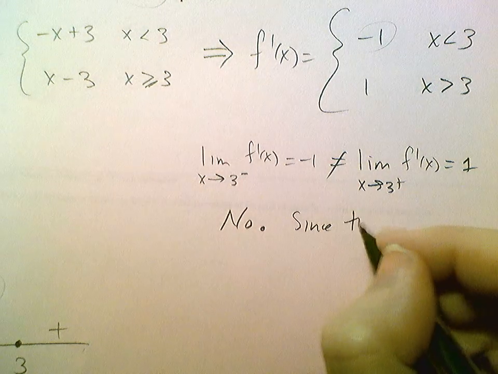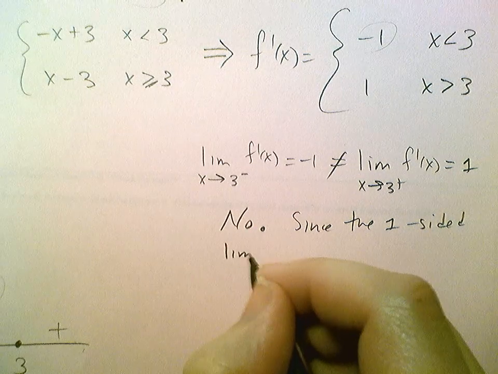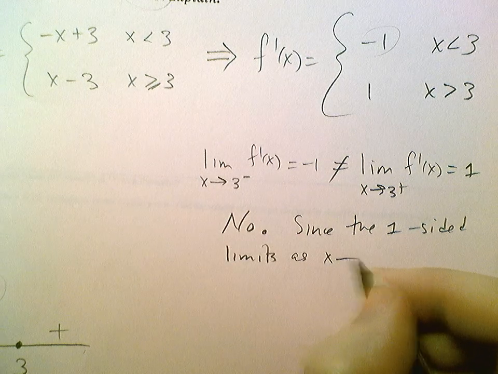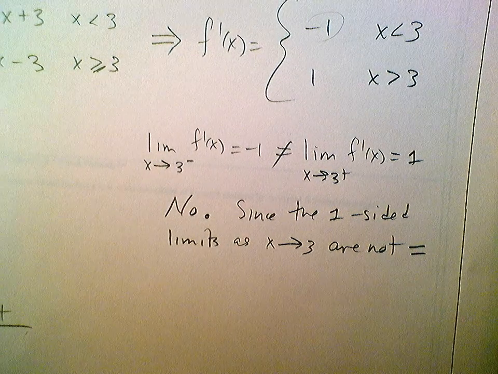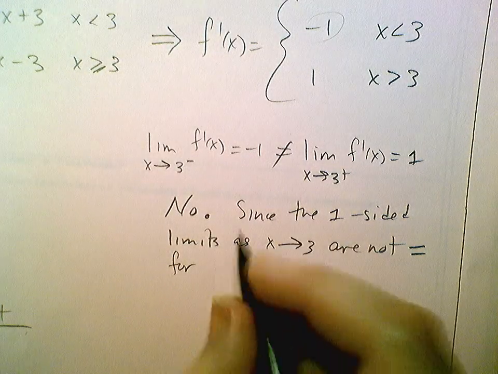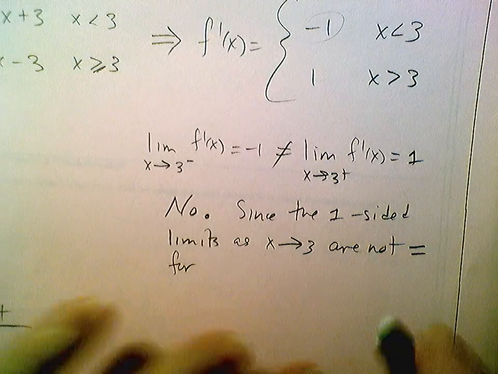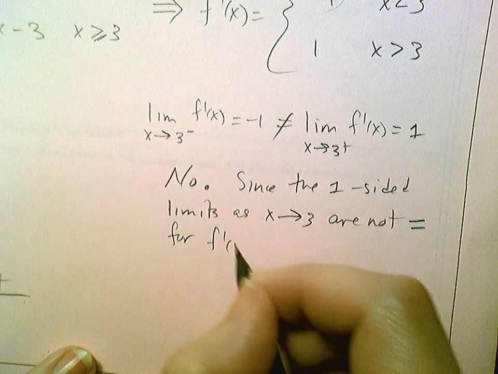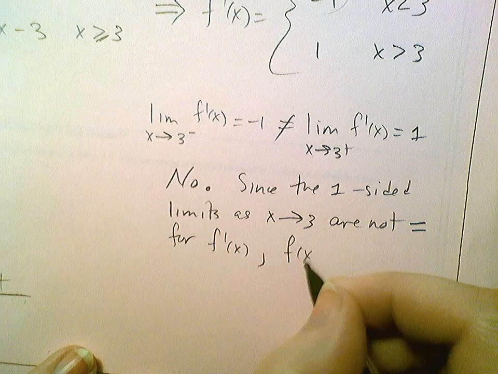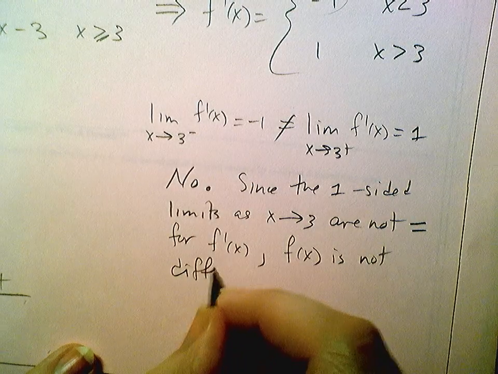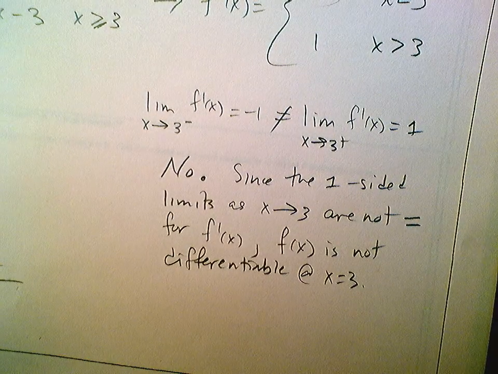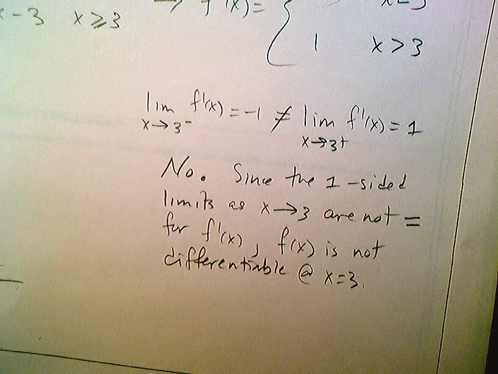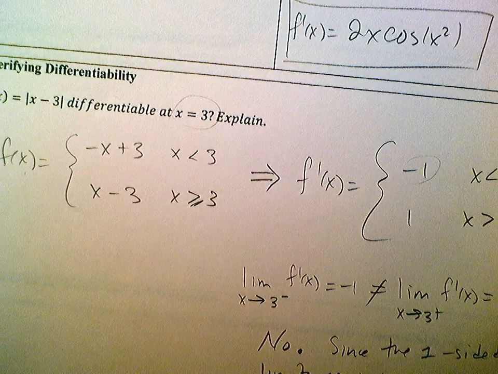Since the one-sided limits as x approaches 3 are not equal for f prime of x, f of x is not differentiable at x equals 3. Guys, this is yet another example of how just because a function is continuous does not mean that its derivative exists everywhere. If you graphed this, you'd have a sharp corner at 3.